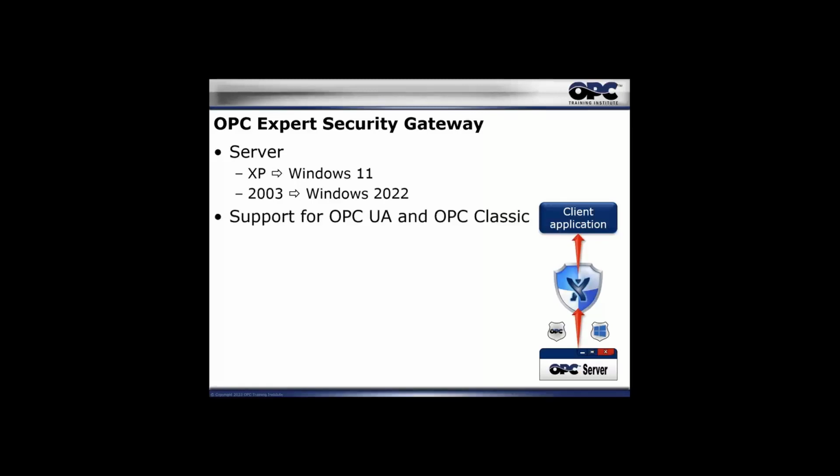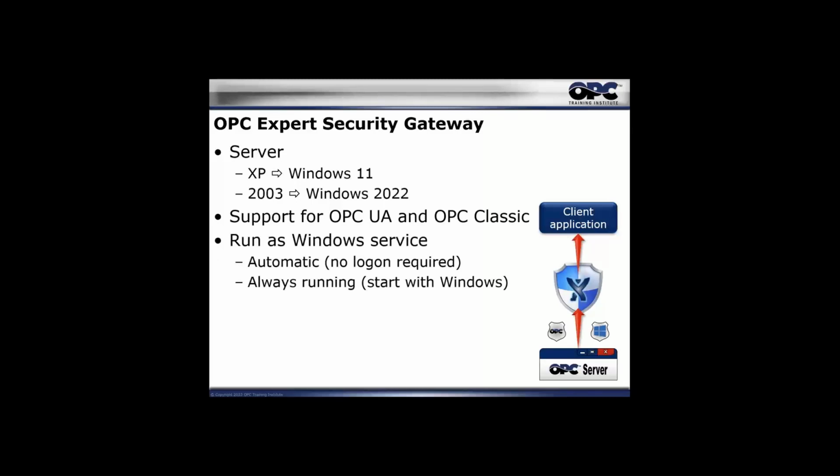So it works on all of them, and it supports OPC UA as well as OPC Classic, and it runs as a Windows service. And obviously in automation, we want these applications to run as a service because no logon is required, and as a result, it always runs. It starts with Windows, and Windows can manage the running for the user.